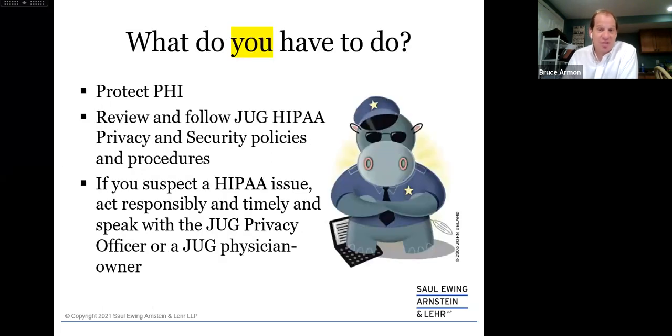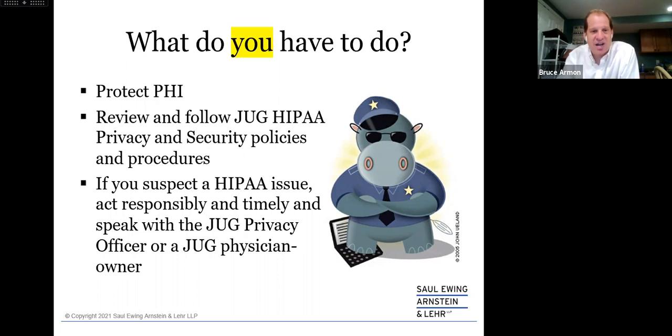So what do you have to do in terms of key takeaways under the HIPAA rule? Protect the PHI. It's really important to make sure that with every patient that you're seeing, you're maintaining the protection of that individual's PHI and the practice's PHI that they're holding. Make sure to follow all of our privacy and security policies, rules, and procedures. If you have a question about it, feel free to ask Melody. You could ask Dr. Lehrfeld or any of the physicians so that you can be helped out.